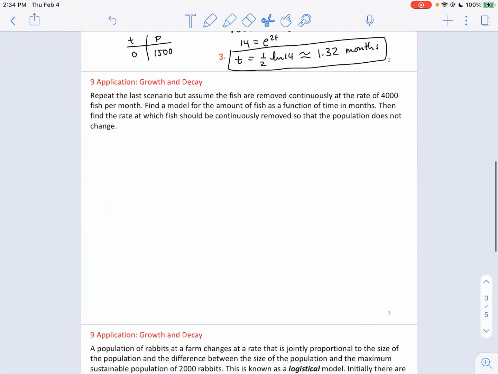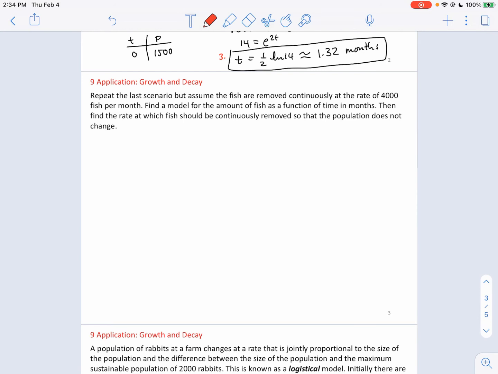Okay, let's look at the next one. The next one's similar. Repeat the last scenario, but assume the fish are removed continuously at the rate of 4,000. So we're going to see what happens if I remove them more quickly. Find a model for the amount of fish as a function of time in months. Then find the rate at which fish should be continuously removed.